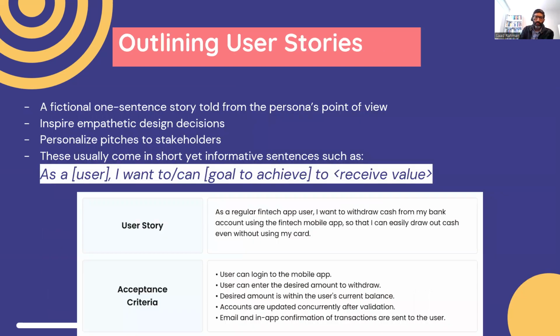Then we do the user stories outlining. For those who are not familiar, for each user story, for each functionality, you try to identify the user. So, as a user, I want to achieve a goal, with whatever value they receive out of it. Based on this, you write down the user stories for the app and all the functionality that it is going to deliver. That's captured in the user stories part.